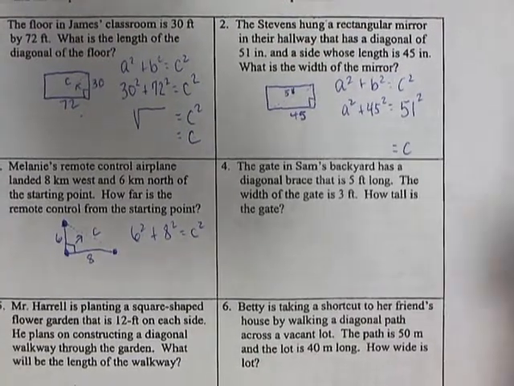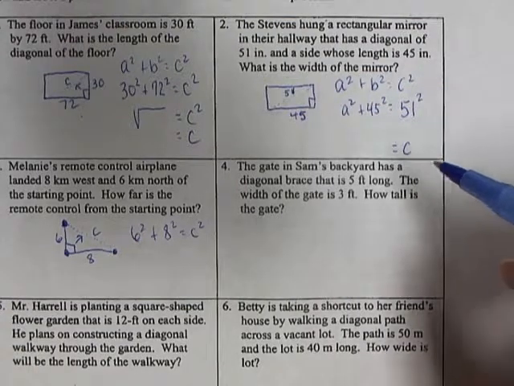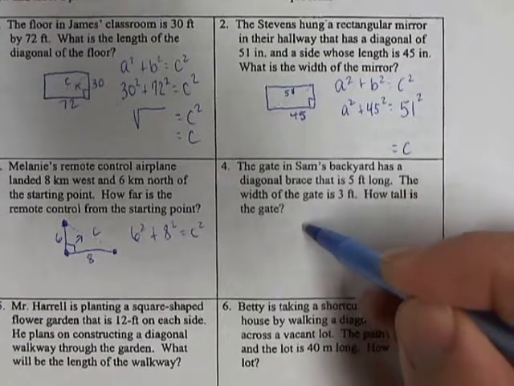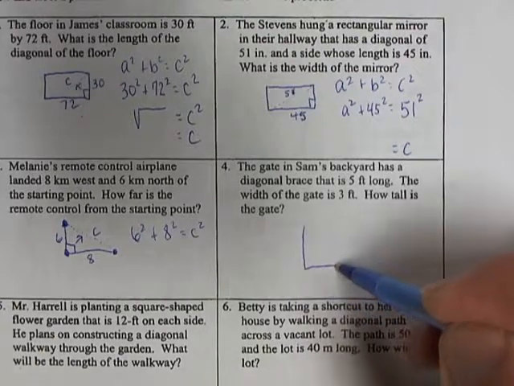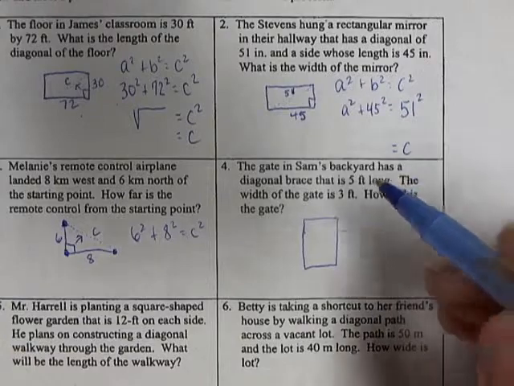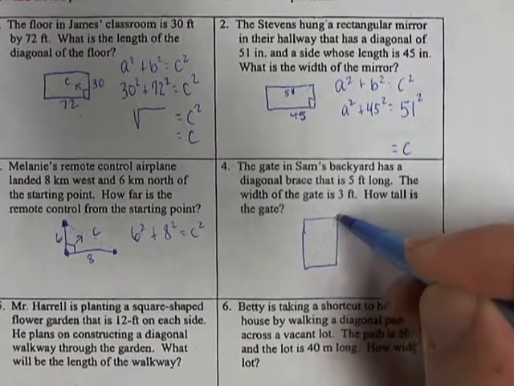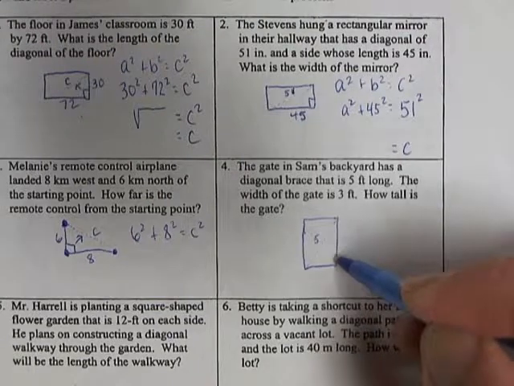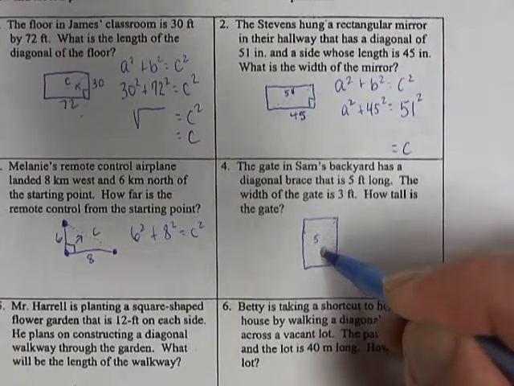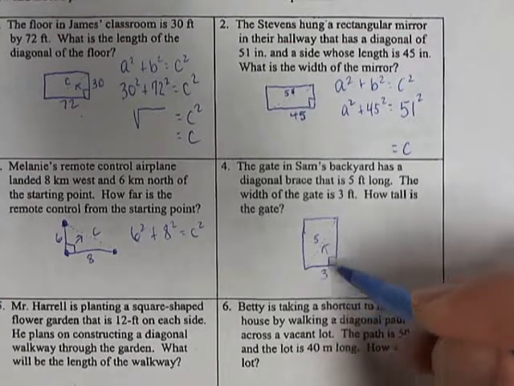Number 4. The gate in Sam's backyard has a diagonal brace that is 5 feet long. Well, everybody can visualize what a gate looks like. It's just a rectangle that looks like this. And it says the diagonal brace that is 5 feet long, so from one vertex to the other vertex is 5 feet. That's also the hypotenuse. So anytime you see the word diagonal, you know that's the measurement for the hypotenuse. The width of the gate is 3 feet. How tall is the gate?